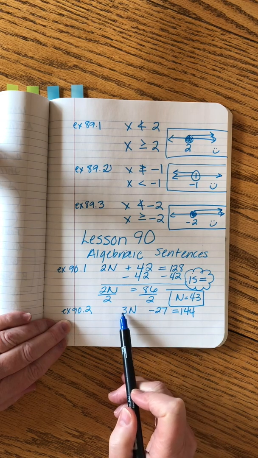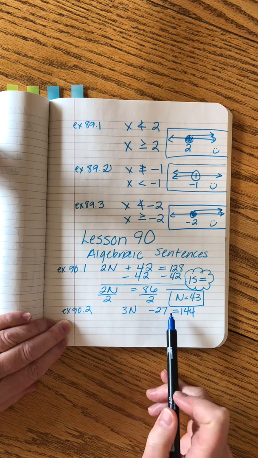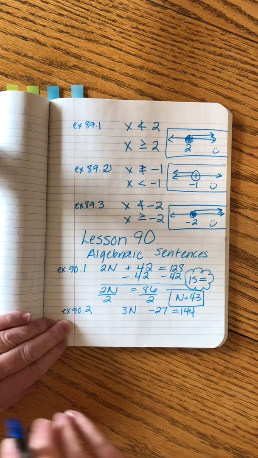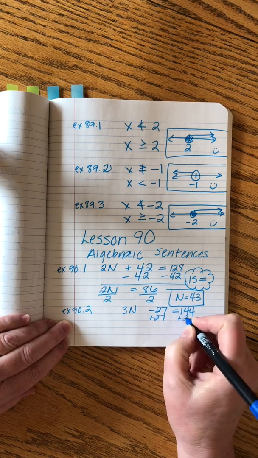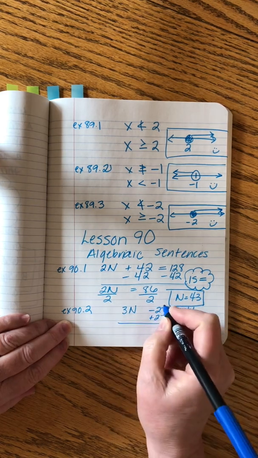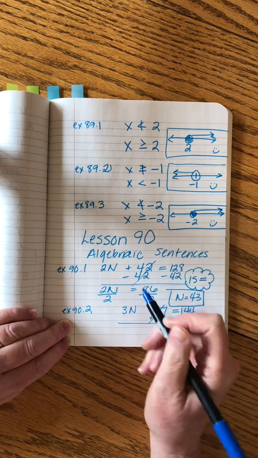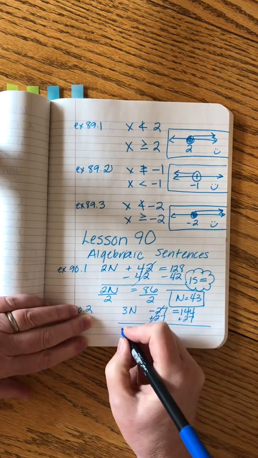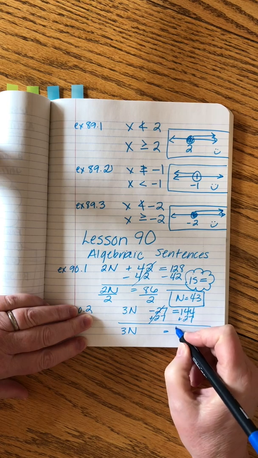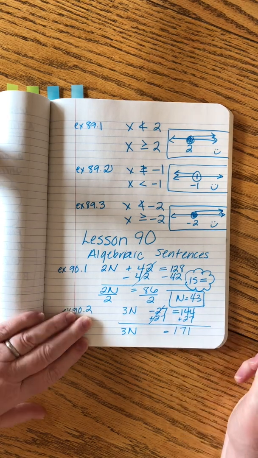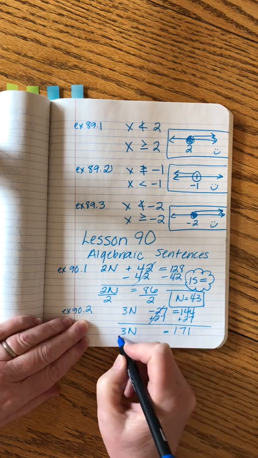27 less than the product of 3 and a number, product means multiplying, is 144. Now we do the algebra. Add 27 to both sides. That cancels. Oh, look, I didn't cancel that. Natalie Smith would be on me. 3n equals 171. And now we divide by 3.